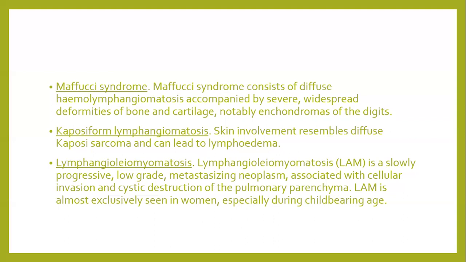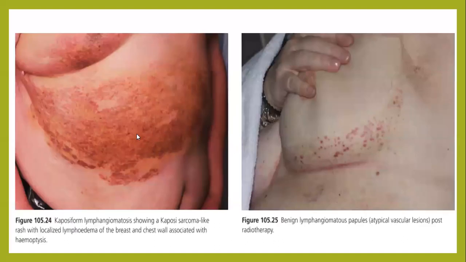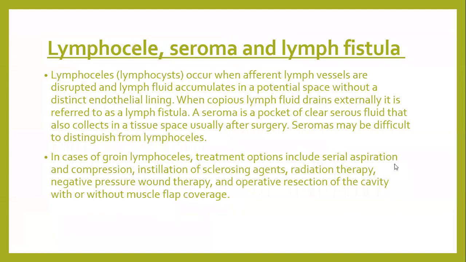Lymphangioleiomyomatosis. A slowly progressive, low-grade, metastasizing neoplasm associated with cellular invasion and cystic destruction of pulmonary parenchyma, exclusively seen in women, especially during childbearing age. This slide shows Kaposiform lymphangiomatosis, and this shows benign lymphomatous papule post-radiotherapy.